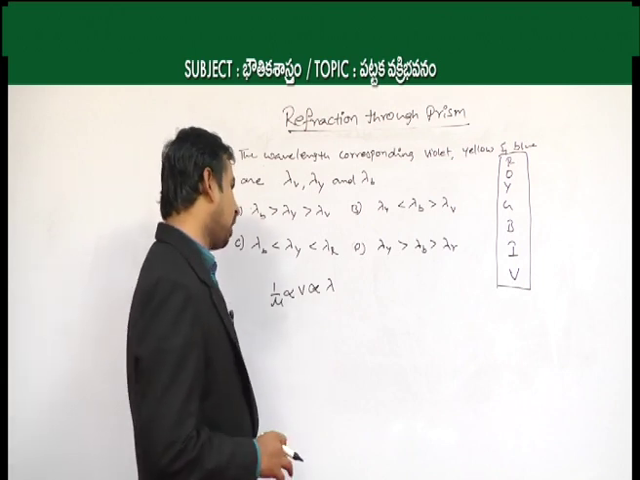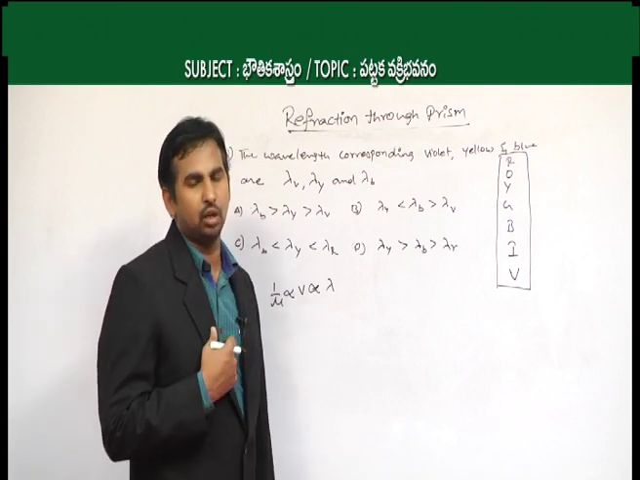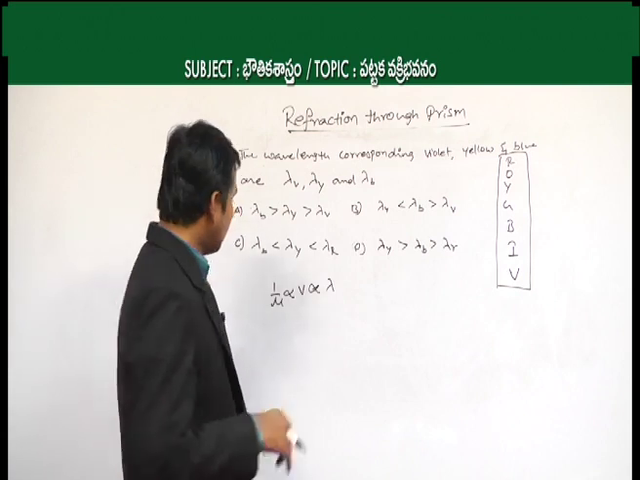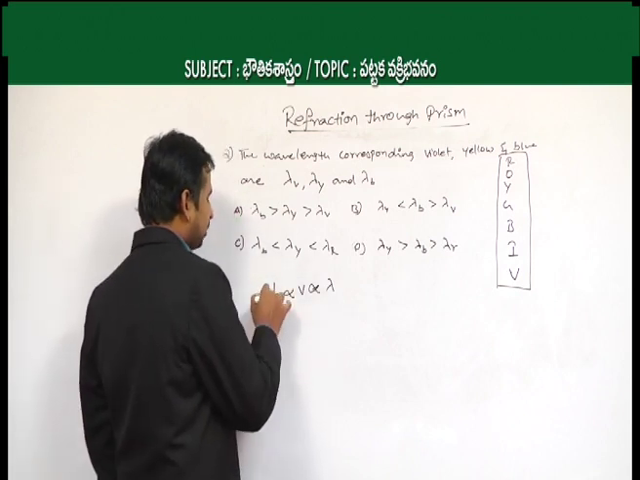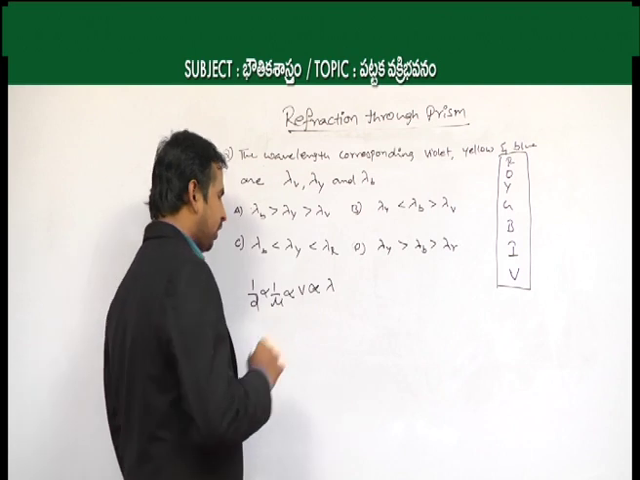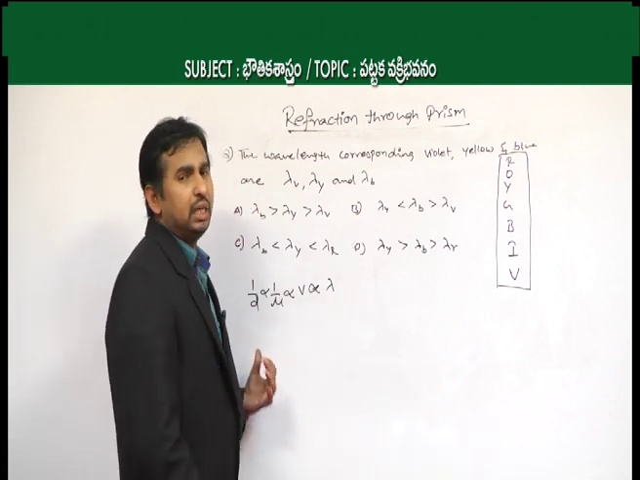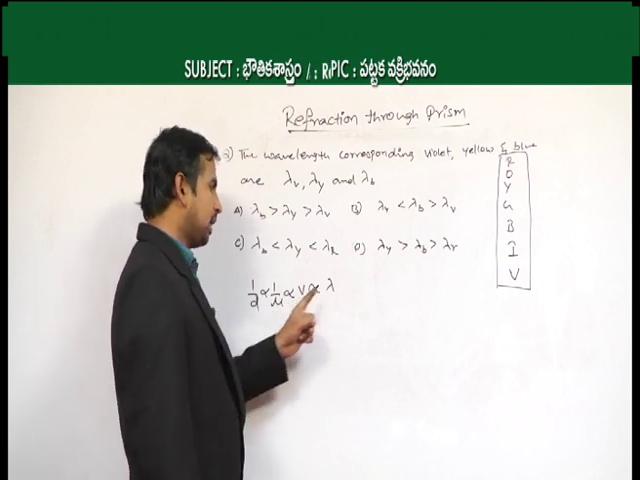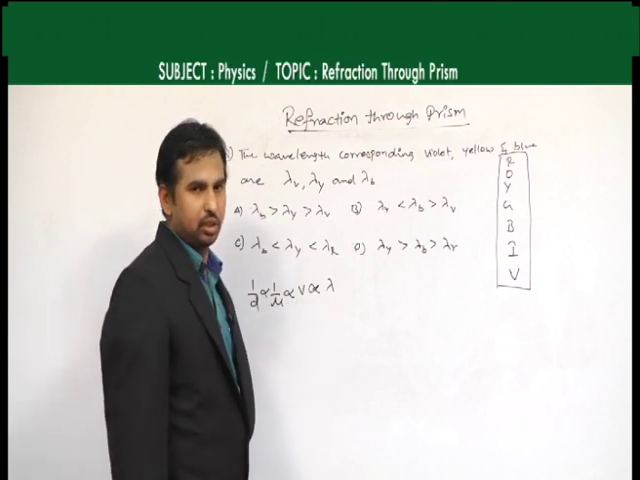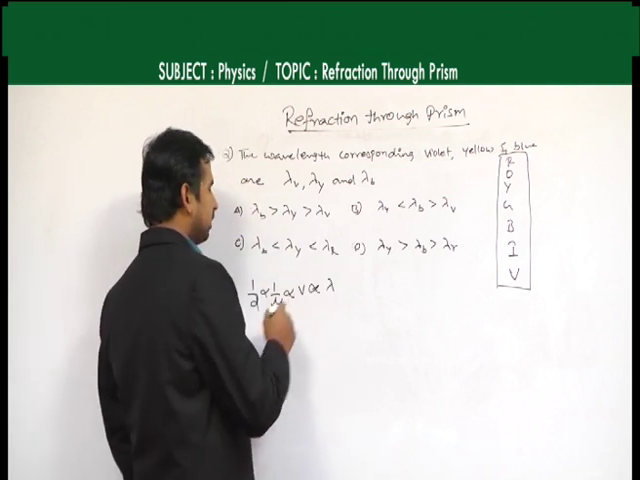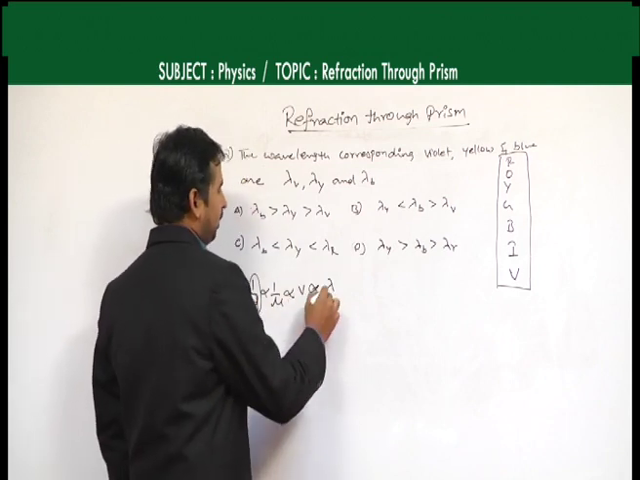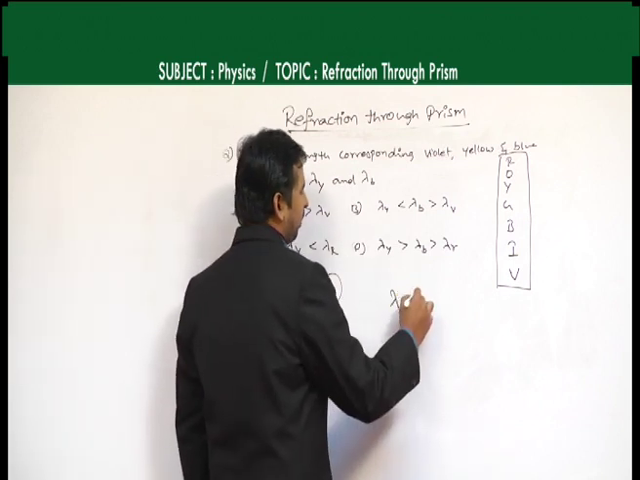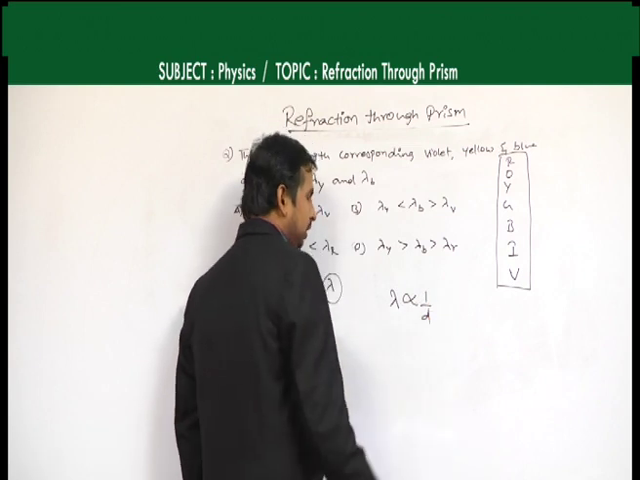So, that is why here we have to take the case of which one is having more refractive index, so that it is having less velocity. And refractive index is directly proportional to the deviation angle. So, having more velocity means less deviation, having more wavelength means less deviation. So, deviation and wavelength are inversely proportional to each other. Lambda is inversely proportional to d.